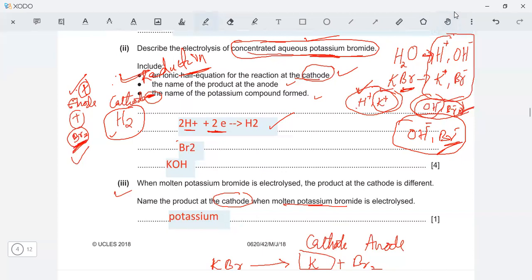So bromine gas will be produced. You can say the cathode ionic half equation is this, and the product at the anode is going to be bromine liquid. The remaining part is potassium and hydroxide ions, which are still in the solution, so they are going to form potassium hydroxide. So these are the three answers for these questions. In this way you can answer. Understand? Is it clear?